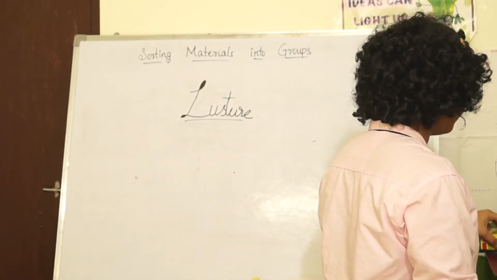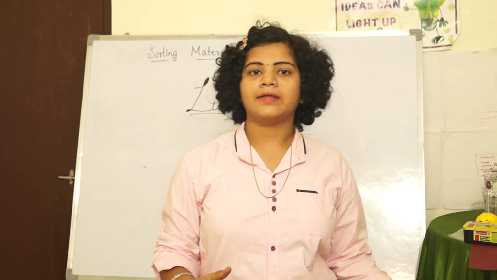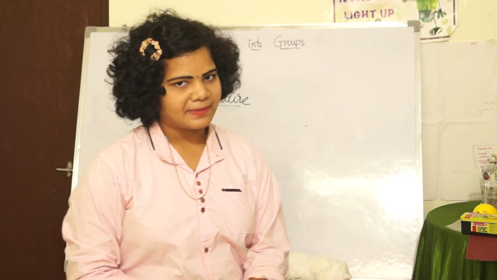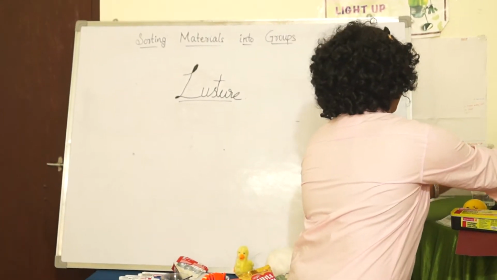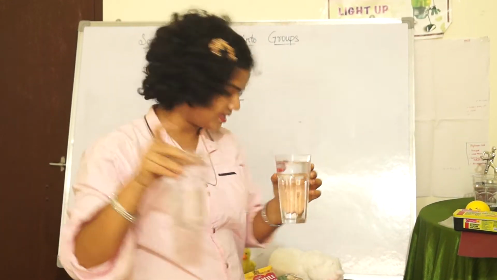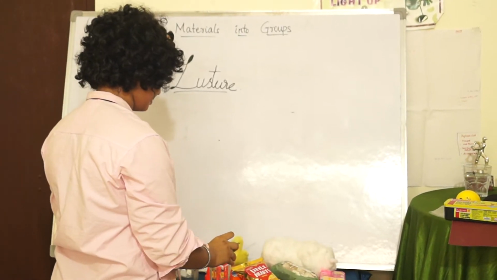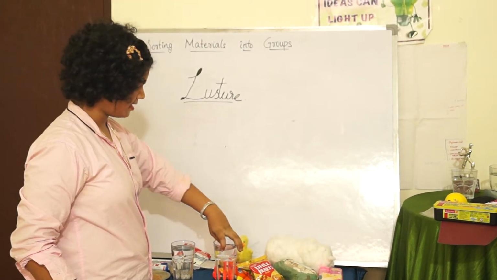And the next one is soluble and insoluble. So what is soluble and what is insoluble? First of all, let us do an experiment. For this experiment, we need 2 glasses. Yeah, I have 2 glasses here. Let me place these glasses here. Can you see this? Yeah.